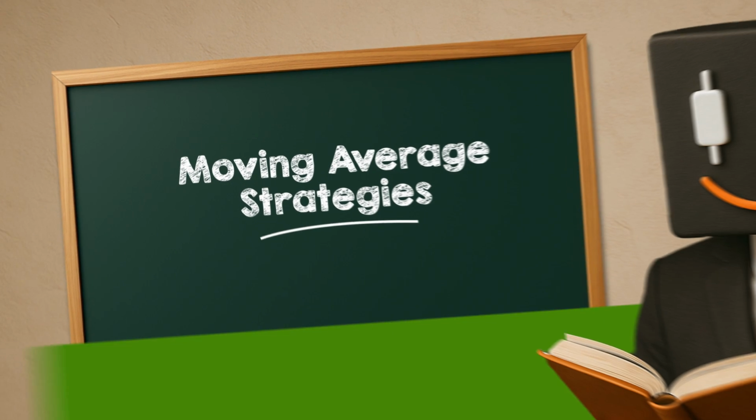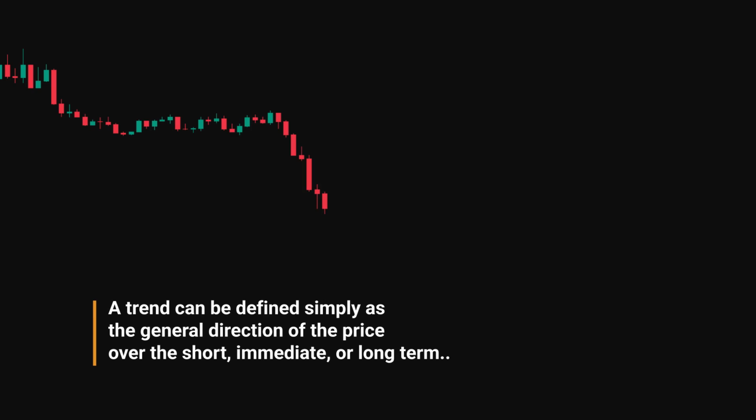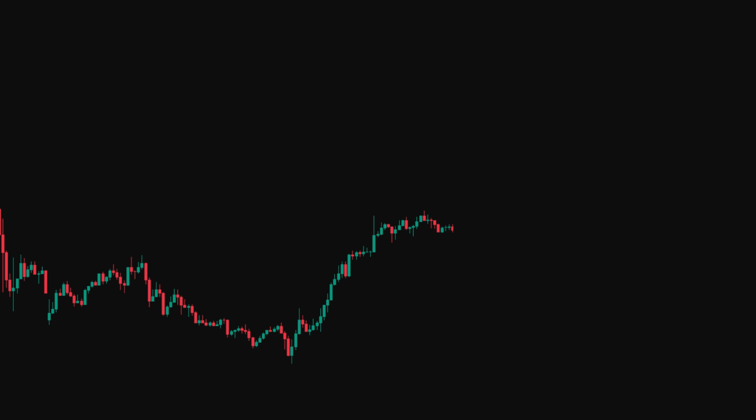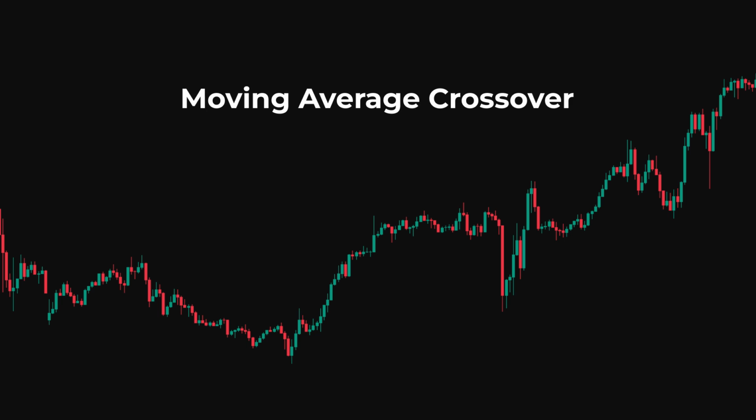The first strategy is the simple moving average crossover strategy. A trend can be defined simply as the general direction of the price over the short, immediate, or long term. Some trends are short-lived, while others last for days, weeks, or even months. But you don't necessarily know how long a specific trend will last. A powerful technical tool known as the moving average crossover can help you identify when to get in and out.